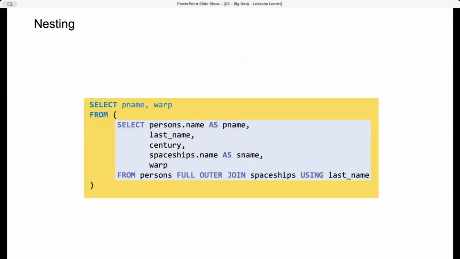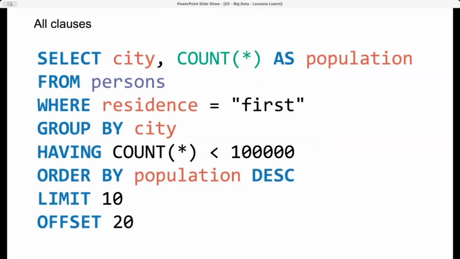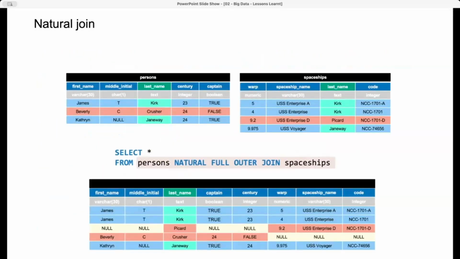Another example here is how you do grouping. With a group by clause, you can aggregate. That's the example I showed you earlier about the statistics office. Here you can count how many people per century, 23rd and 24th century, 2 of each, right? So this is an example of a group by query, right? And you see the order, select from group by, select from group by. That's in the right order.